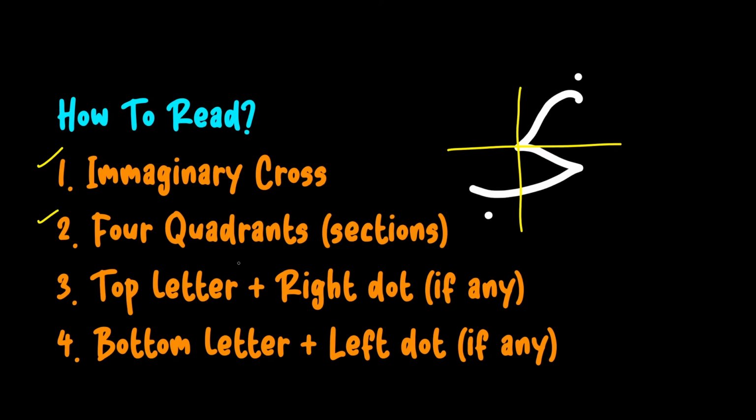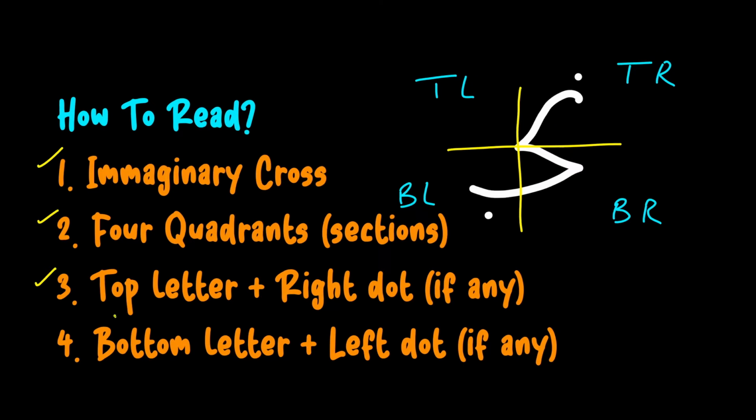This is going to lead you to step number 2, and you can now have 4 different sections. But instead of calling them 1, 2, 3, 4, we're going to say there are 2 top parts and 2 bottom parts. And also, you're going to have 2 right sides and 2 left sides. This is clear? And now we move to step number 3.